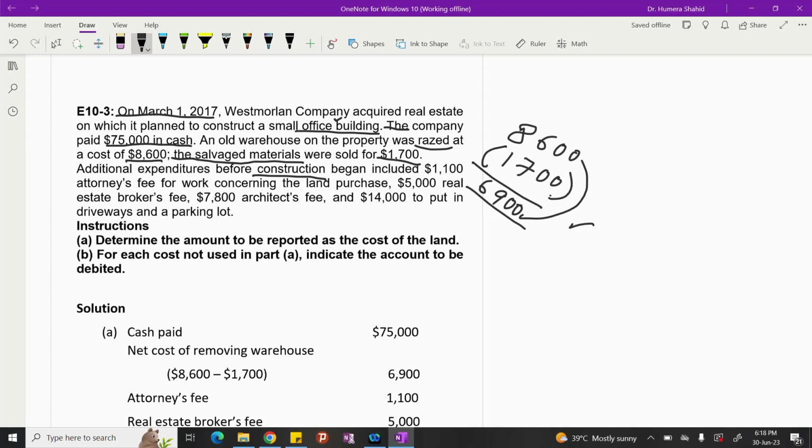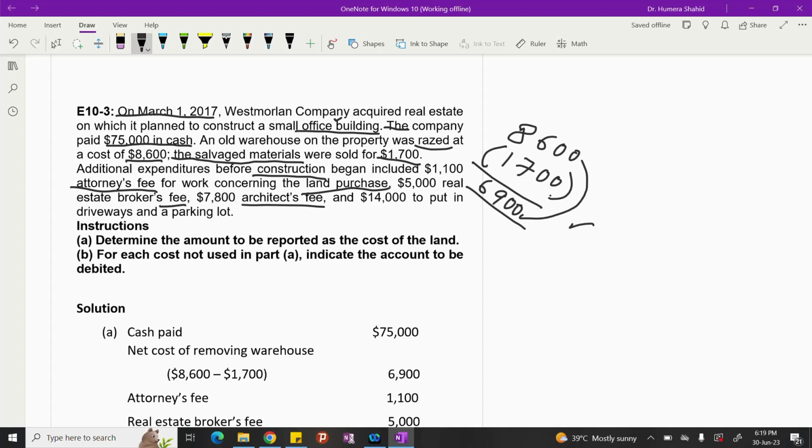You have done some more expenditures before the construction began, including a $1,100 attorney fee. Okay, attorney fee, again, it could be for building, it could be for land. Let's figure out for what this attorney fee was paid. It included a $1,100 attorney fee for the work concerning the land purchase. So this attorney fee is relevant to the land. $5,000 real estate broker fee. This is relevant to the land.